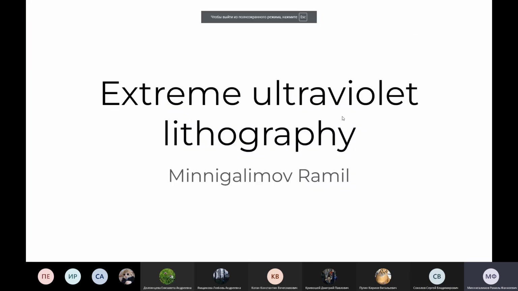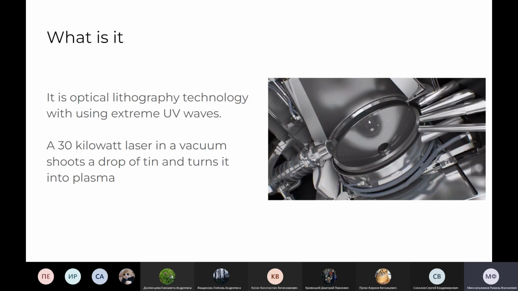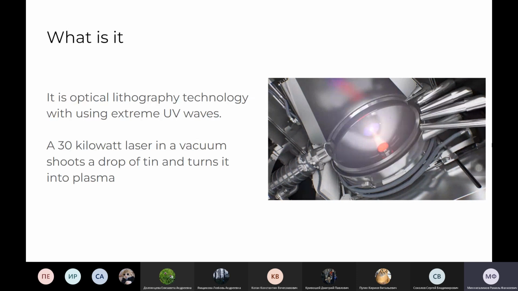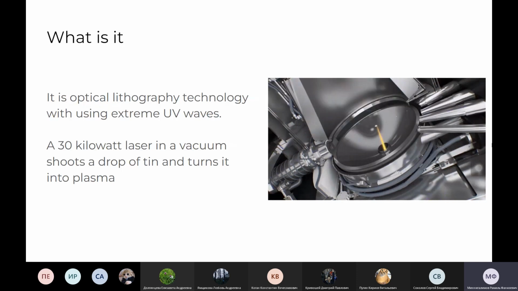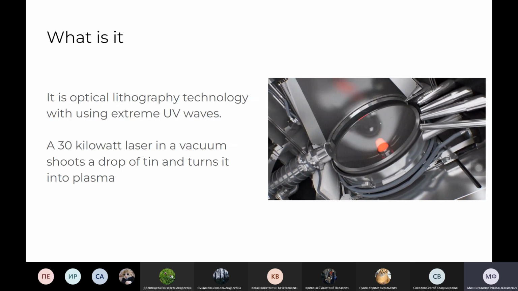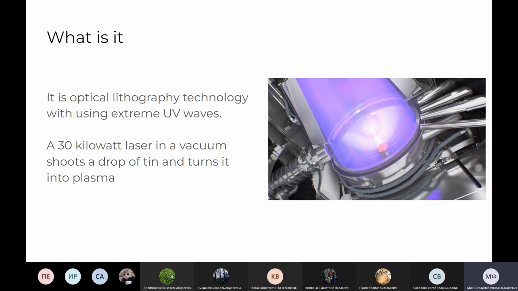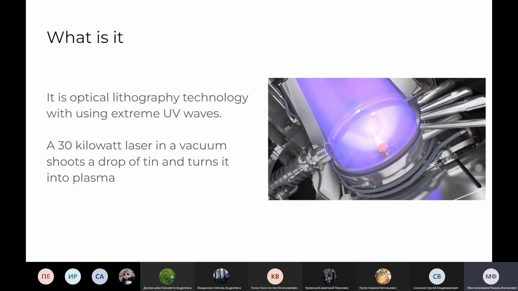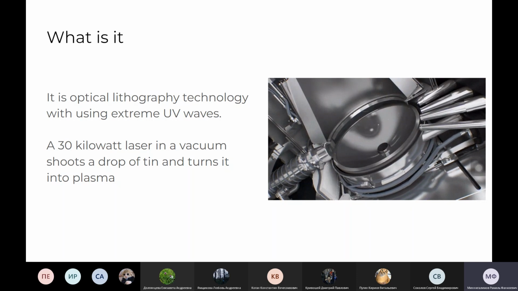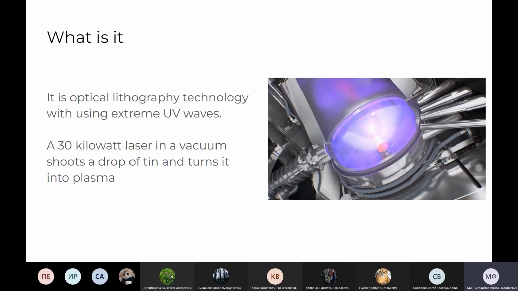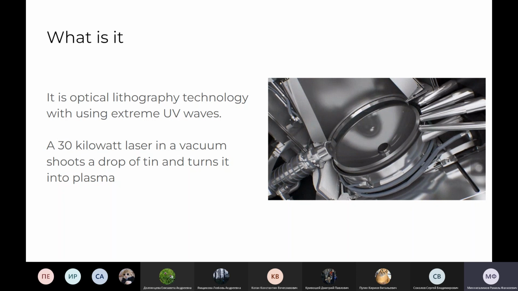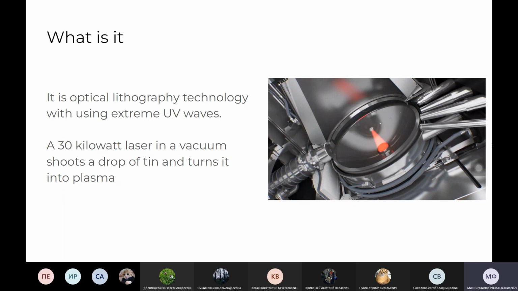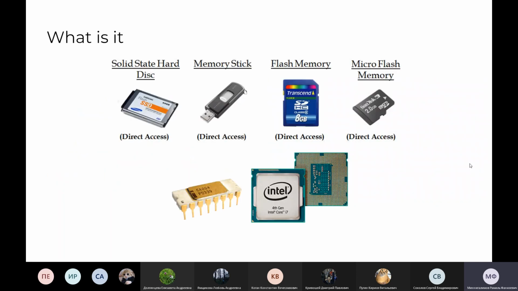Today I'm going to talk about extreme ultraviolet lithography and what it is. It is an optical lithography technology using a range of extreme ultraviolet wavelengths. Just imagine a 40 kilowatt laser in a vacuum shooting a drop of tin and turning it into plasma. So more about it.